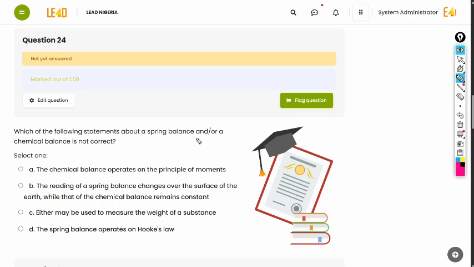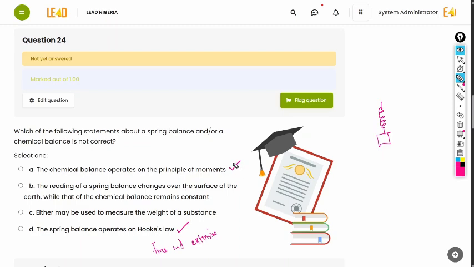The spring balance operates on Hooke's law. This is also correct. The spring balance is used to measure the weight of objects. So it has a spring, you hang your weight on it, and it stretches down to tell you, and that's exactly Hooke's law. Hooke's law forms the relationship between force and extension. What it's basically saying is that the more the force or the weight you apply, the more the extension, which is how the spring balance operates exactly. So D is also true, as well as A.